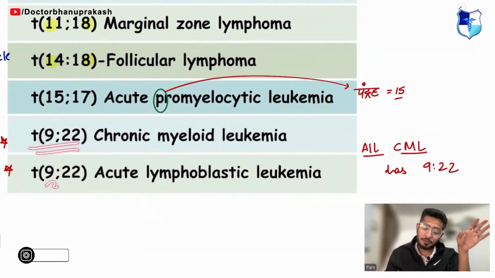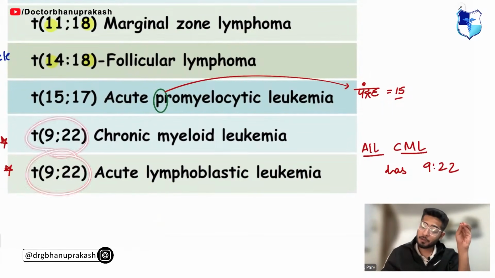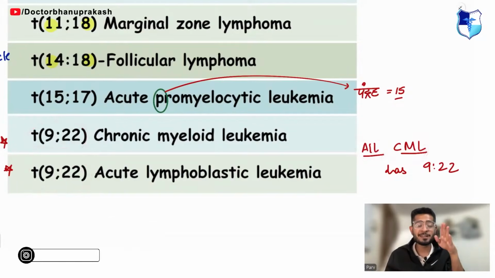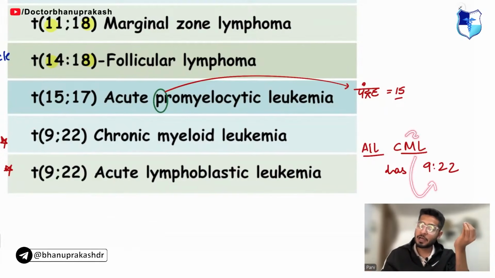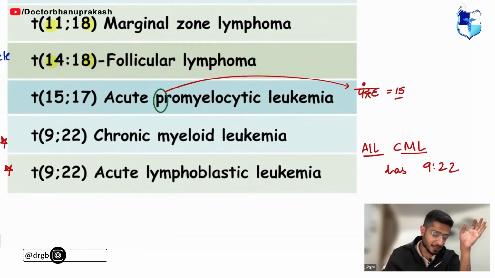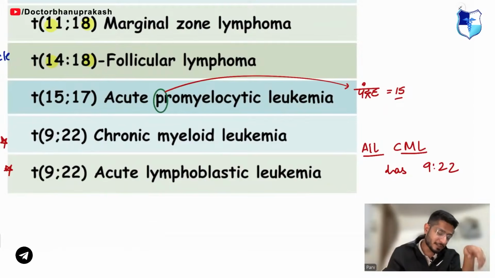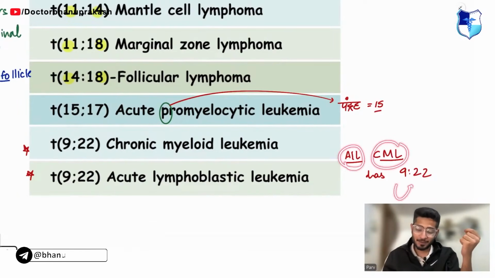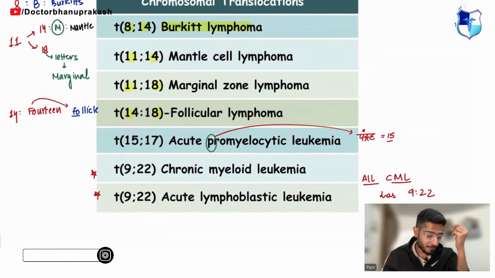Then translocation 9:22. 9:22 is very, very important. Remember ALL and CML. Everybody remembers that CML has got 9:22. ALL is something which you have to remember too. Okay, ALL and CML is 9:22. This is something which you have to remember.